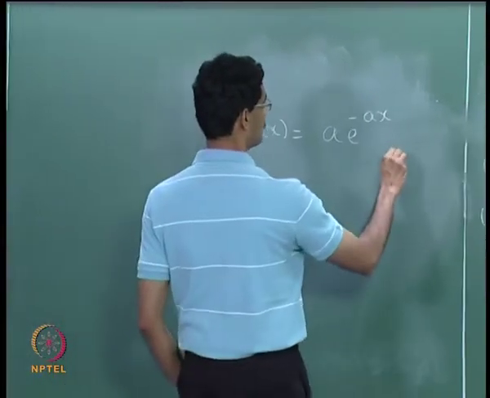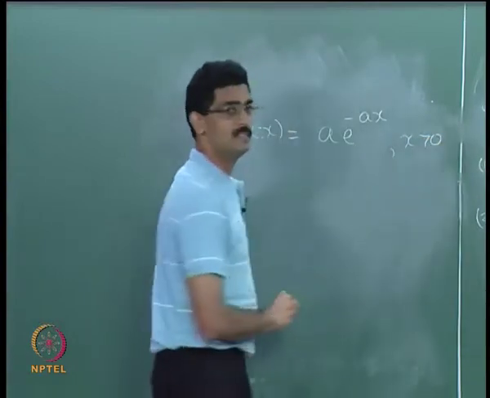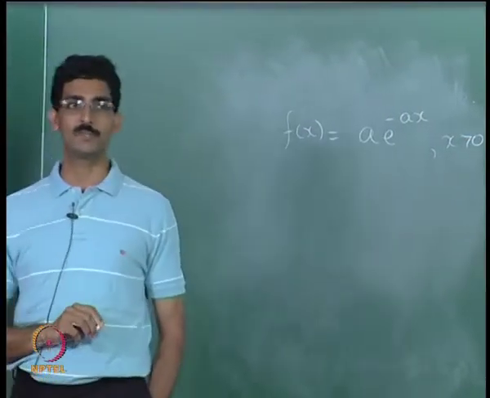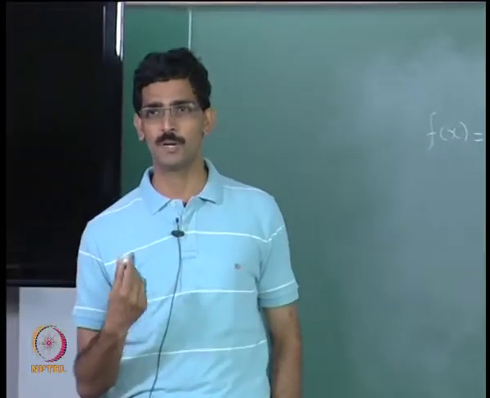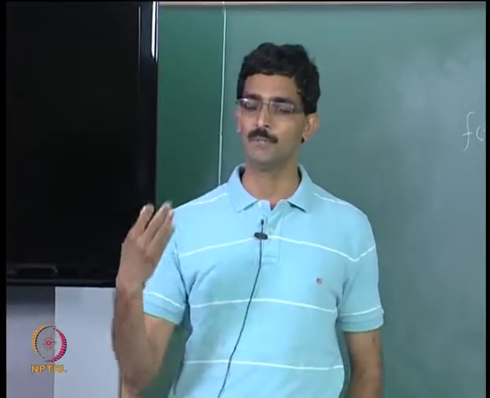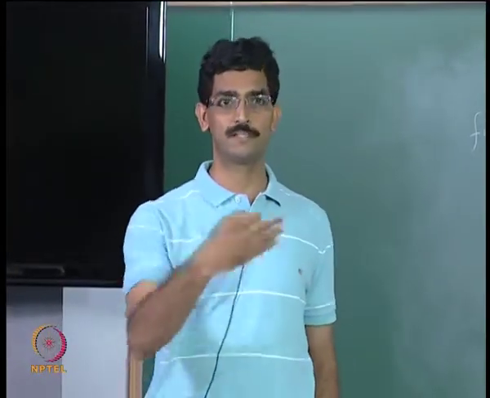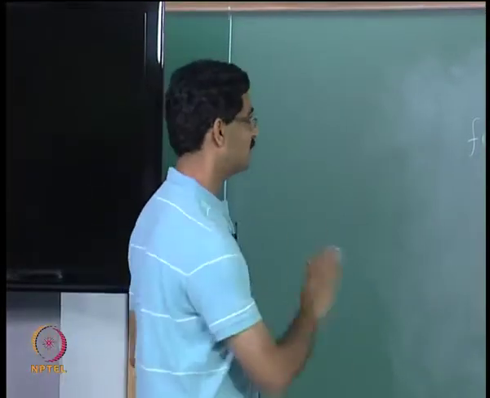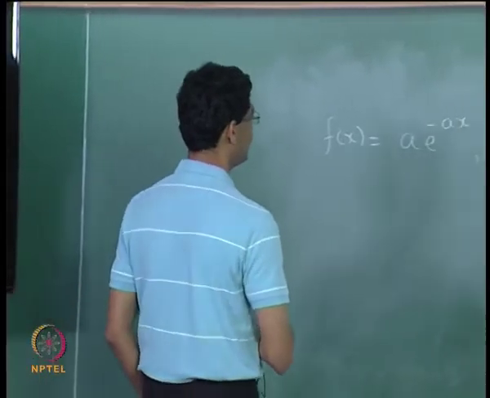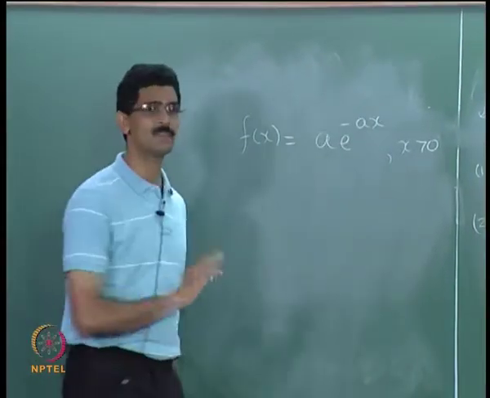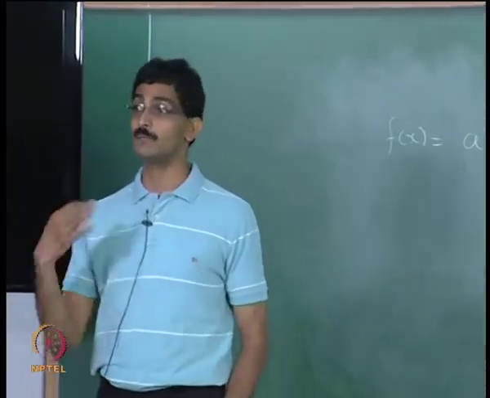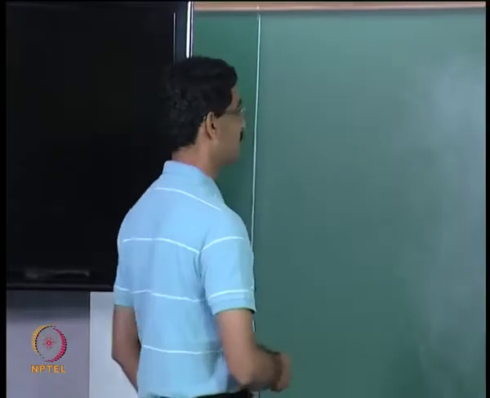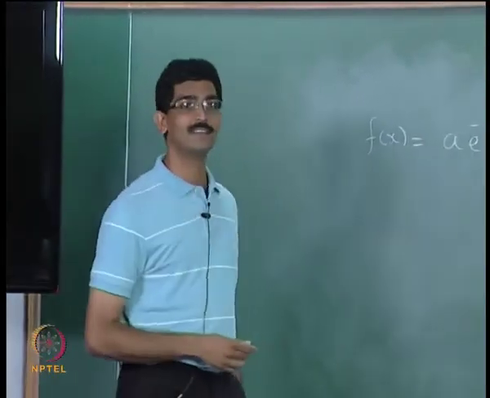And the only condition is that x is positive, because I am looking at time. Usually this is used to model time, for example the inter-arrival time between two packets. How do you model that? That is a random variable, and when it is described as an exponential variable you have some nice properties. So here a represents some parameter, just like lambda represents the mean number of arrivals. We will see what a represents. So what does a represent?